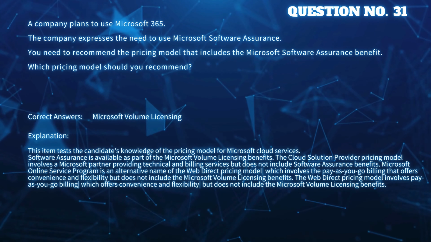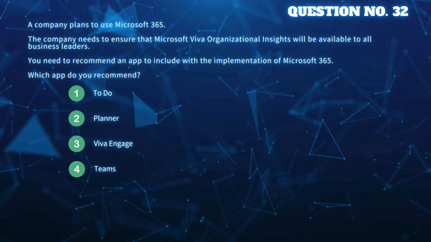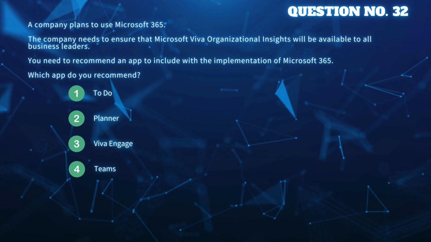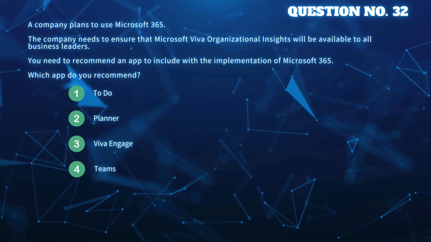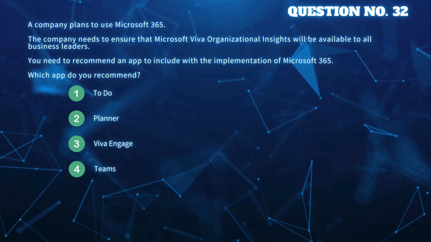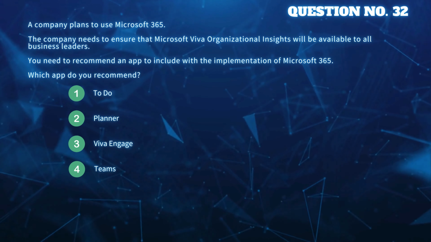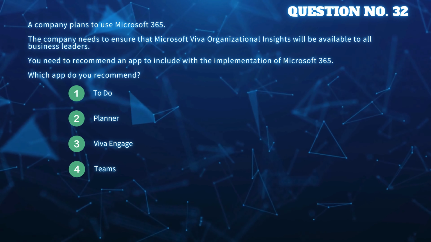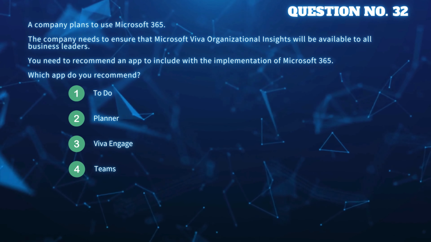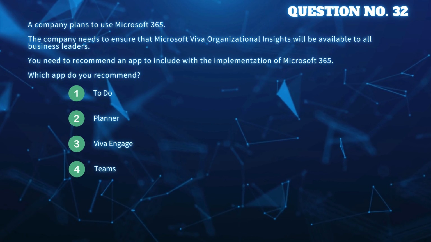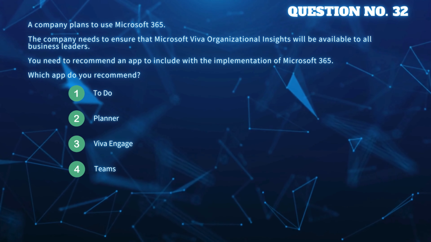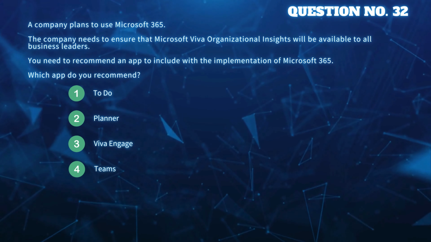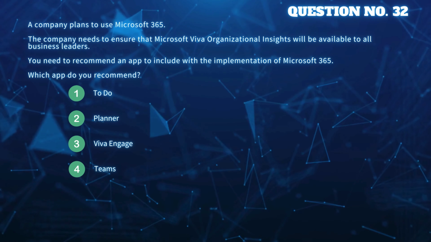Question 32. A company plans to use Microsoft 365. The company needs to ensure that Microsoft Viva Organizational Insights will be available to all business leaders. You need to recommend an app to include with the implementation of Microsoft 365. Which app do you recommend? Option 1, To Do. Option 2, Planner. Option 3, Viva Engage. Option 4, Teams.